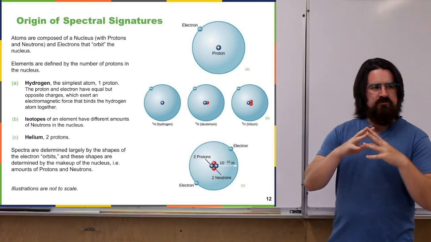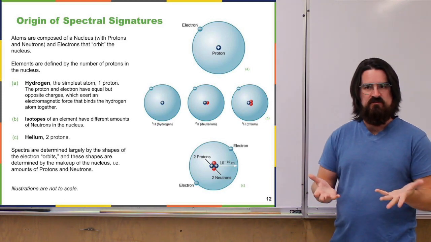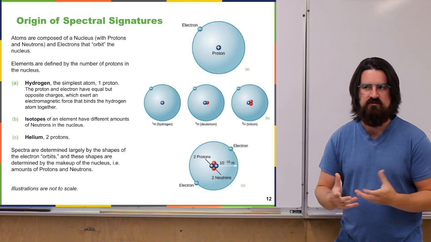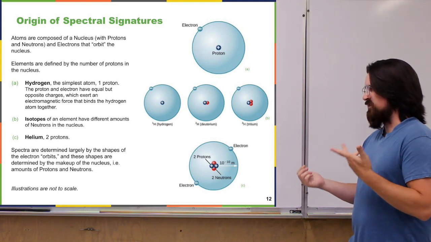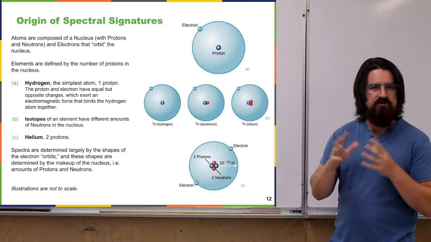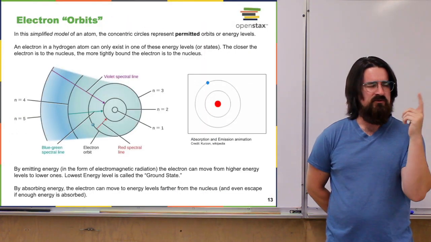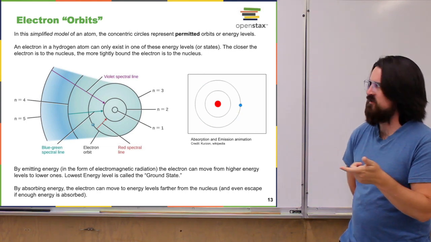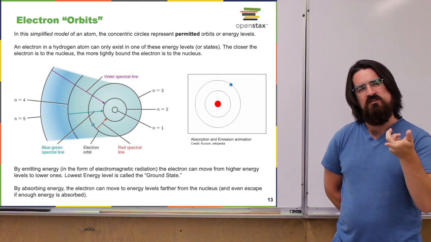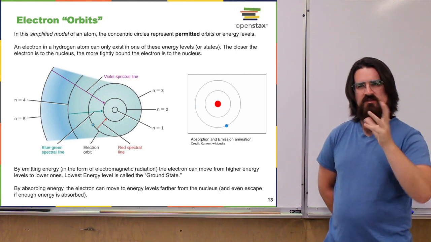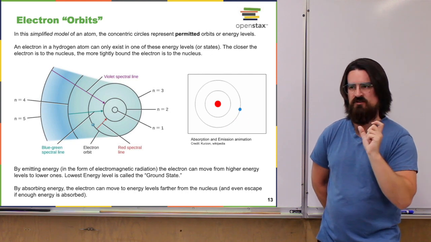So as it turns out, it's the shape of these orbits of the electrons that determines the spectra, or what those emission lines are going to look like, what those spectral signatures are going to be. And the shape of those electron orbits is determined largely by the makeup of the nucleus, how many protons and neutrons there are in there. As I said, these electron orbits are really not like the planetary orbits. Very different properties. One being that the electron orbits can only exist in certain configurations, and that depends on the makeup of the nucleus and also partly on how many other electrons are there too.